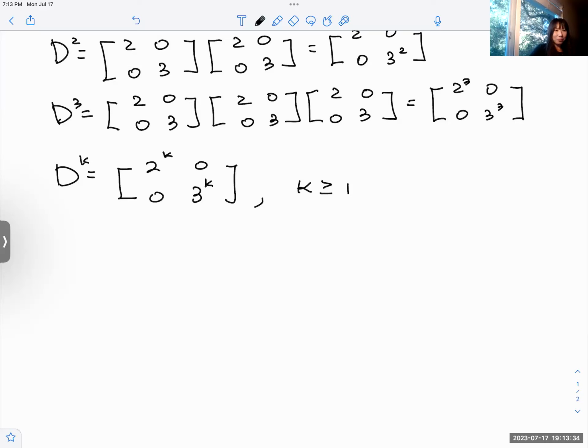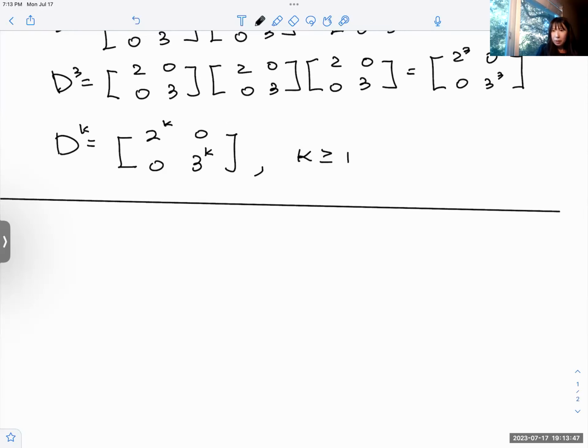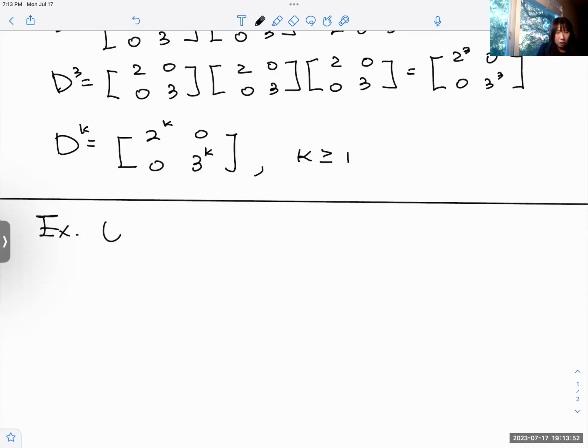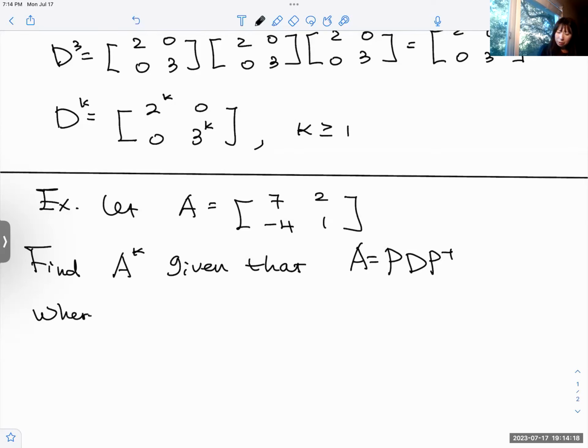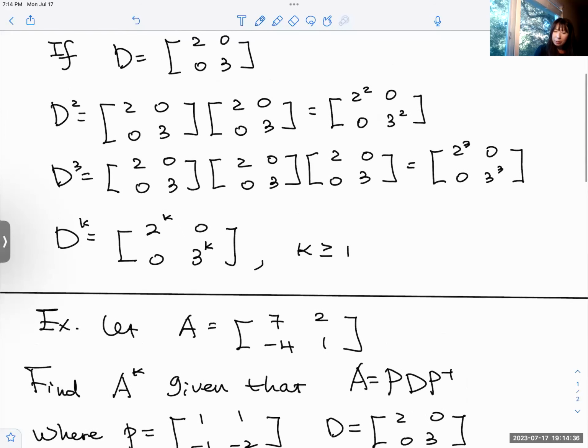Now, let us do this one first. Let A equal 7, negative 4, 1, and find A to the k, given that A equals P D inverse of P, where P is the matrix 1, 1, negative 1, negative 2, and D is the diagonal matrix 2, 0, 0, 3, which we had earlier, right? Start with that.